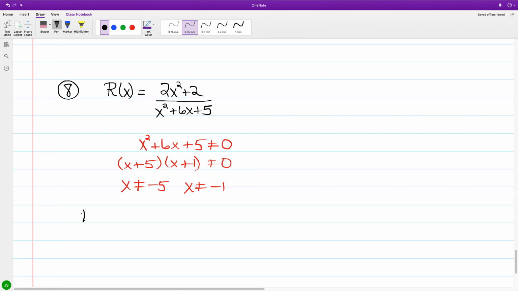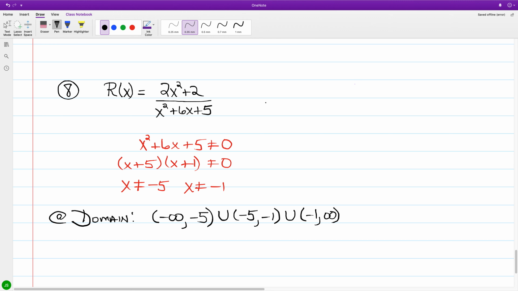So in the case of the domain, for part A, we have all real numbers except negative 5 and negative 1. Drawing upon interval notation, we will have those values of x less than negative 5, followed by those values of x greater than negative 5 and less than negative 1, and then for the rest, those values of x greater than negative 1.